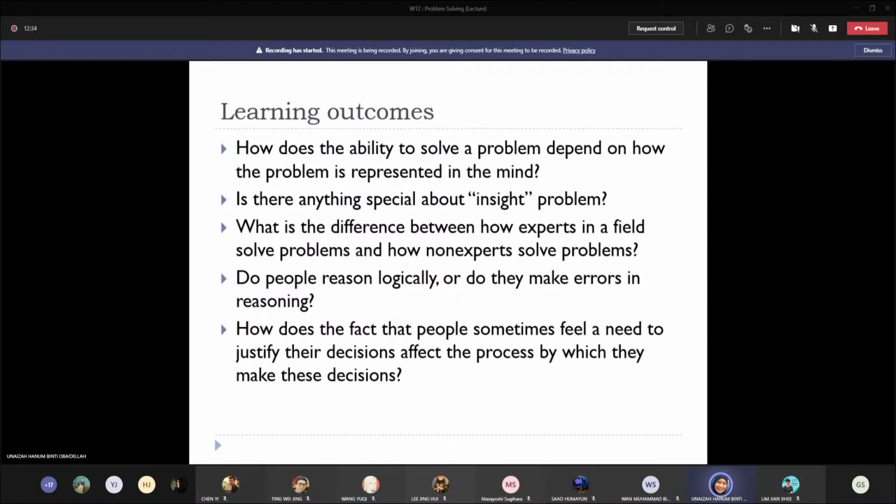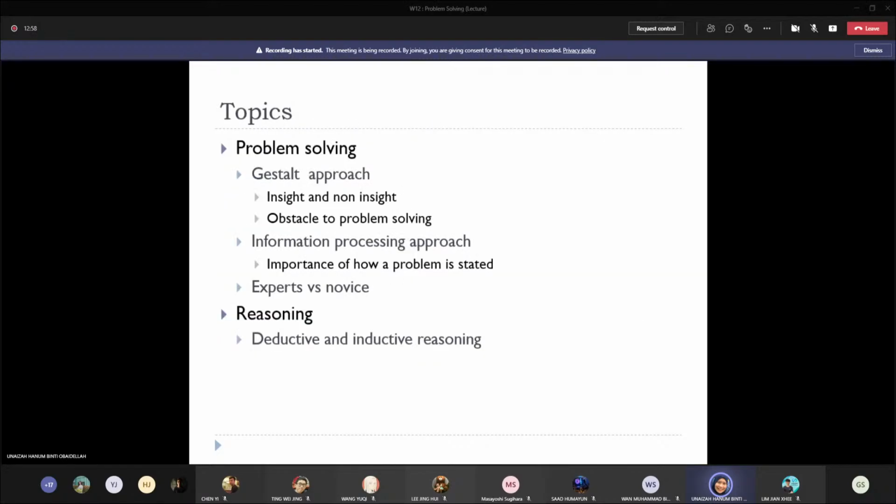Then we'll also look a little bit at reasoning, whether or not we reason logically, and whether or not this can lead to error at some point. And then what it needs to actually help us to make decisions. So these are just a few learning outcomes that we expect to reach by the end of this course. Also the list of topics.